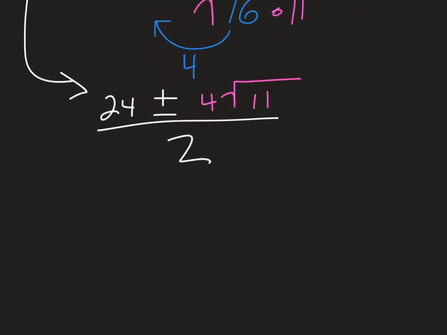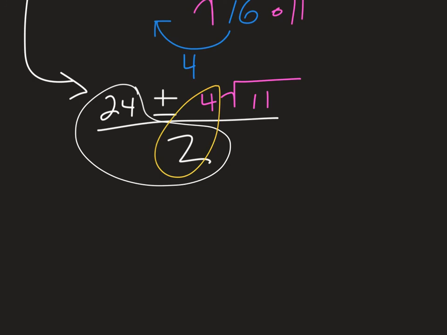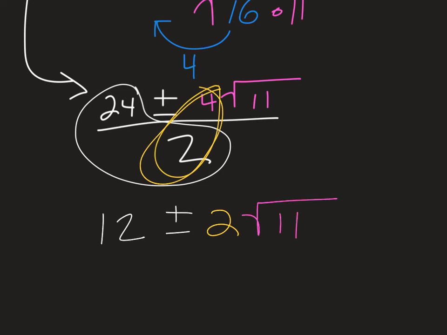So again, like I did on the last problem, that radical is throwing things off a little bit. So all I can do is simplify this the best I can. I see that I can pretty easily do 24 divided by 2, and that gives me 12. And then plus or minus, the 4 divided by 2 gives me 2. So my final version of my answer is 12 plus or minus 2 radical 11.